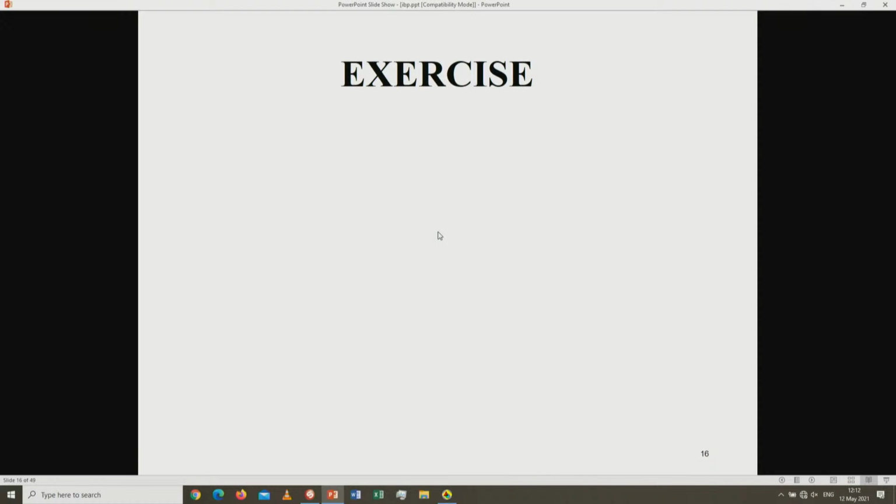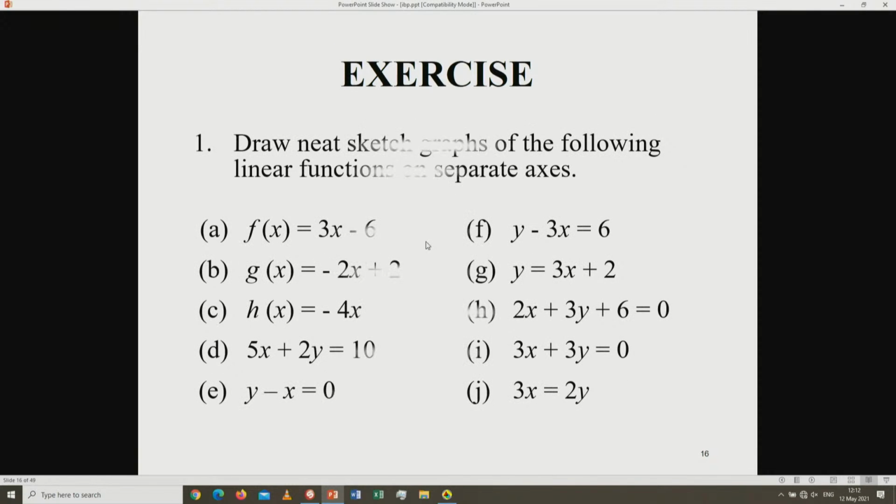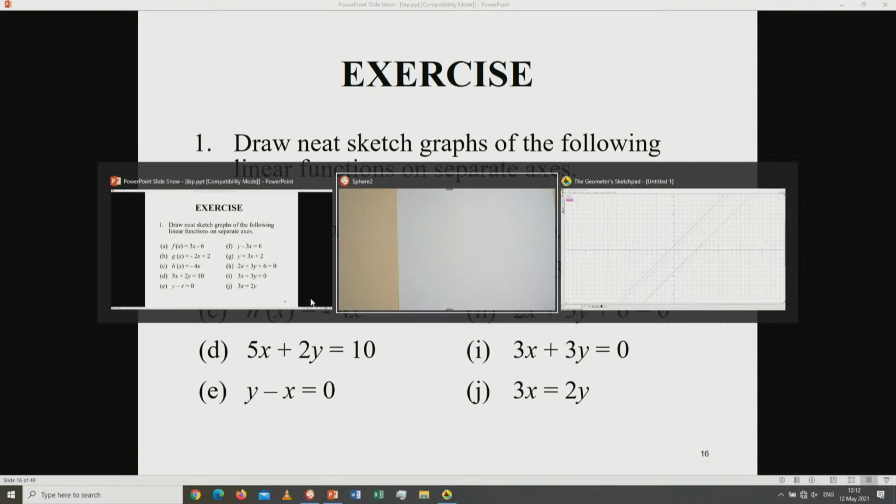Right, now let's look at this exercise. Please make sure that you do the exercise. I'm just going to do one. They say draw a neat sketch graph of the following linear functions on a separate set of axes. I will do A, then please in your own time make sure that you practice as many as possible. Remember you can use the table method, the dual intercept method, or the gradient method. That is your choice.